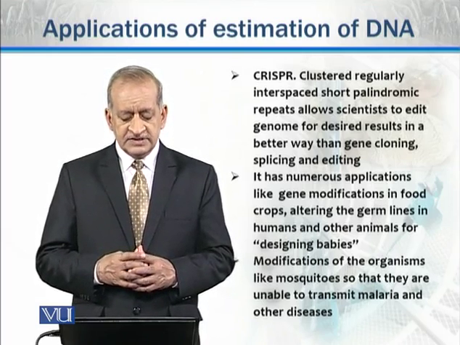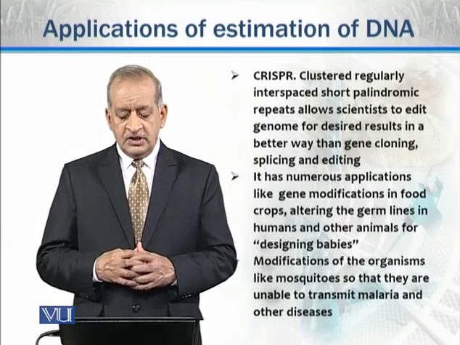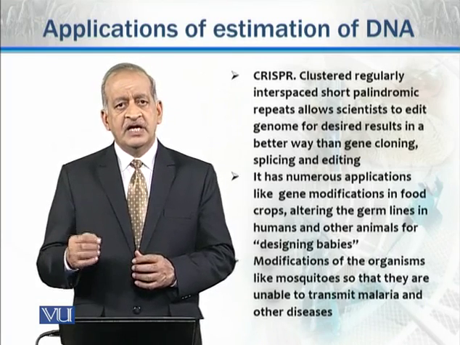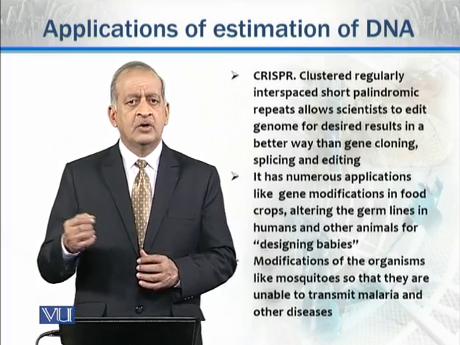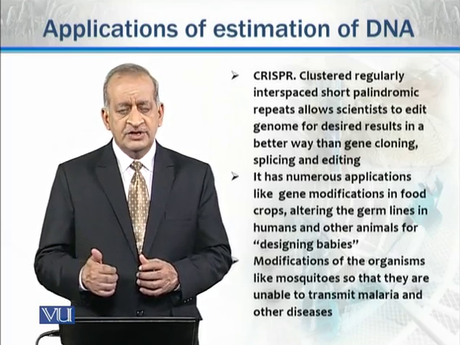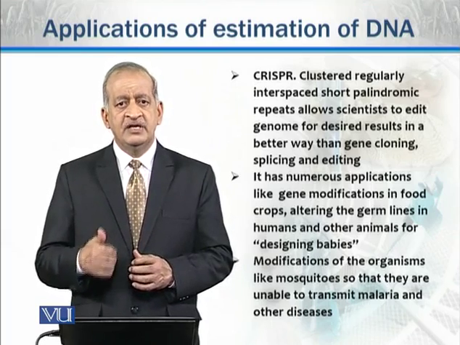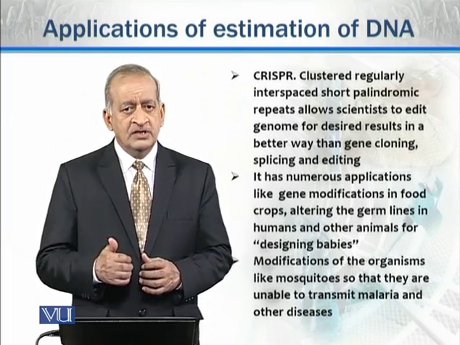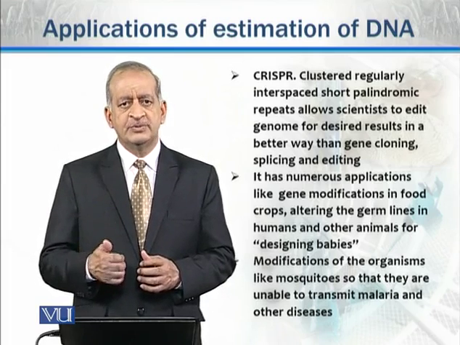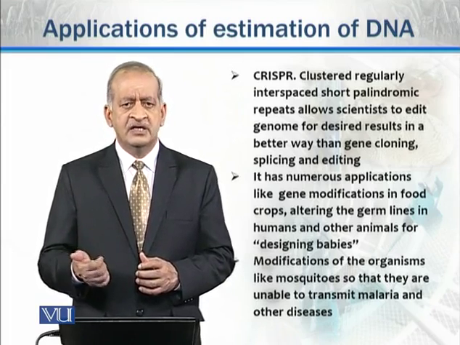Modifications of the organisms like mosquitoes, that is also done so that we can have mosquitoes or other organisms of desired characteristics. हमें पता है ये जो mosquitoes होते हैं they transmit malaria in human beings. अगर हम उनके अंदर ये feature ख़त्म कर दें, then they will not be able to transmit malaria in human beings and in other animals.